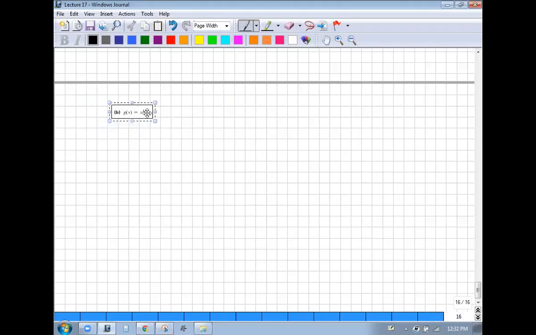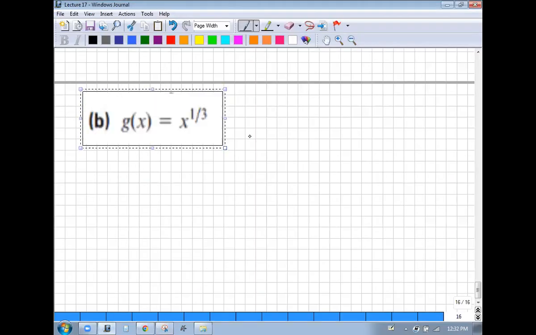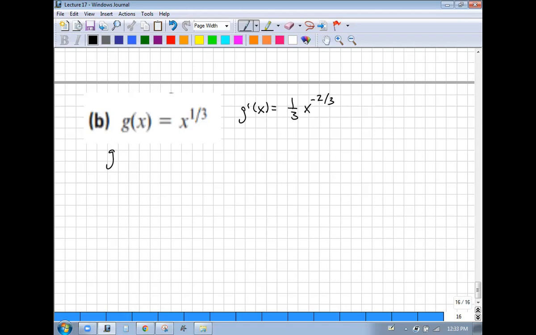And if you have issues trying to solve something, graph it, right? Choose a graphing software, look at the picture, right? That'll help you resolve. You'll check your work that way. So let's see, g prime is going to be 1/3 x to the minus 2/3. The g double prime is going to be negative 2/9 x to the minus 5/3. So if you're looking at this and you're like, when is this positive, right?